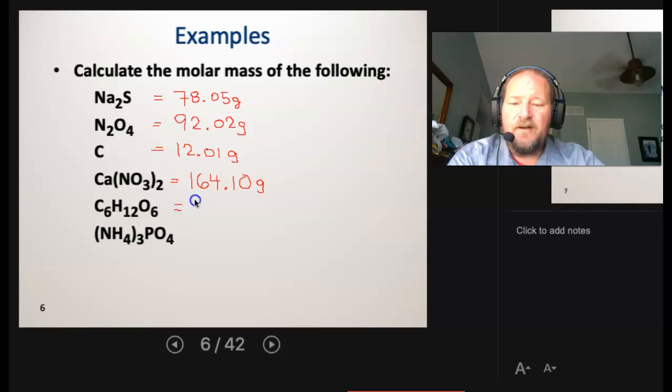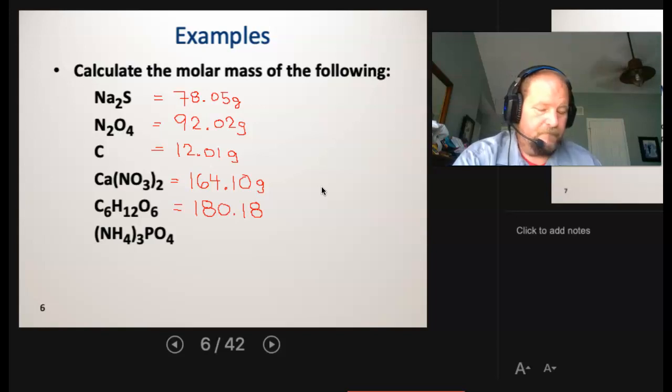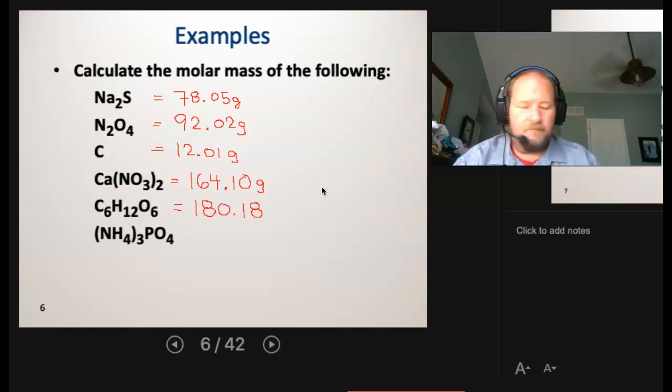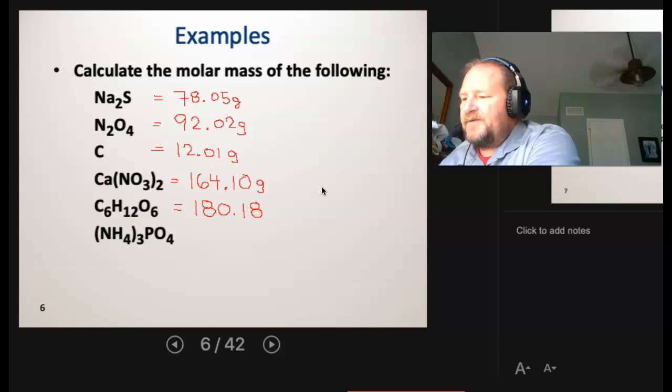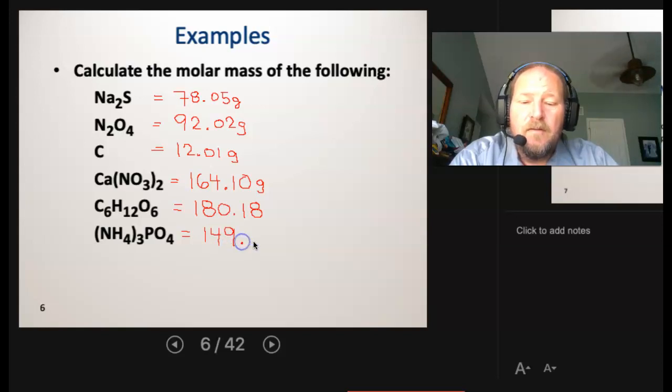For the glucose, I've got 180. And again, because I use the 1.01 for the hydrogen, I'll probably have a little different answer there, along with this next one. Look up the phosphorus real quick, just make sure I use the right number there. And there you have it.